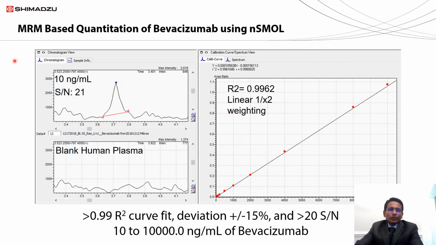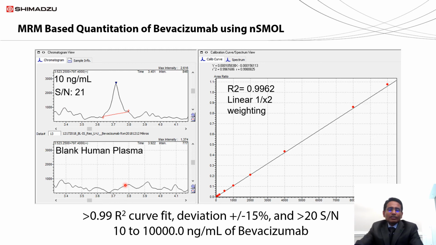Here I am going to show MRM based quantitation of bevacizumab using nSMOL. The lowest peak, that means the lowest concentrated peak, was 10 nanogram per ml. You can see the peak is nicely shaped, and the signal to noise ratio is 20, and this is the blank.